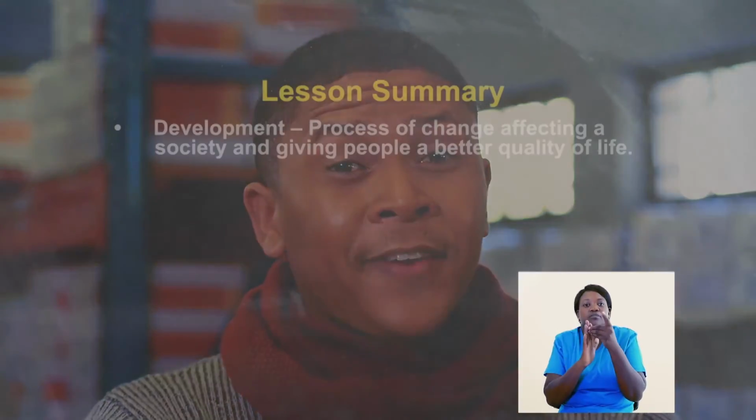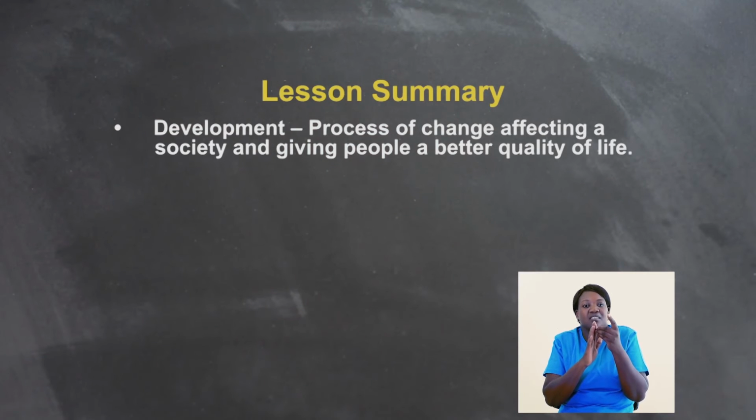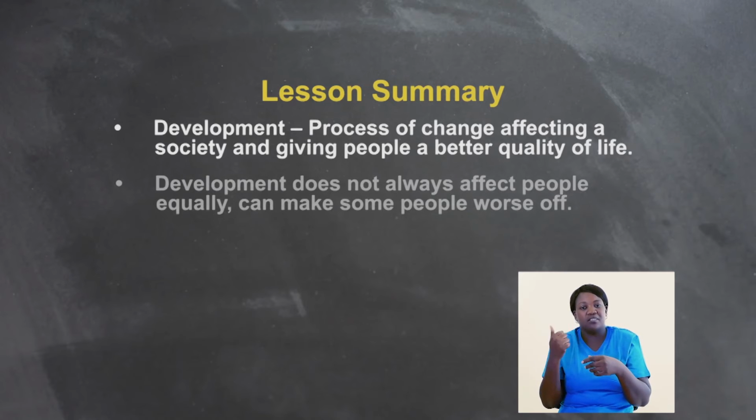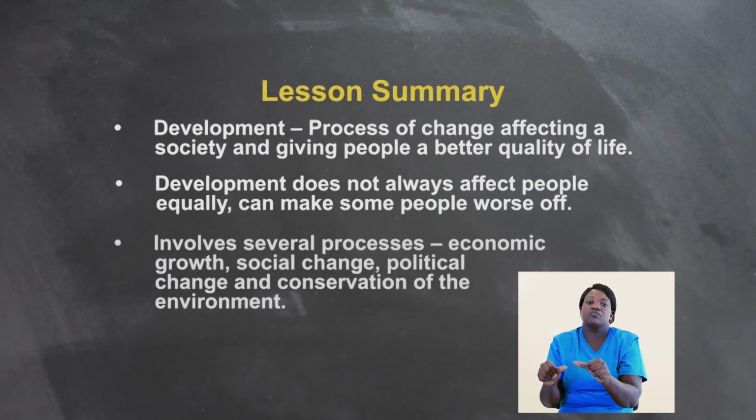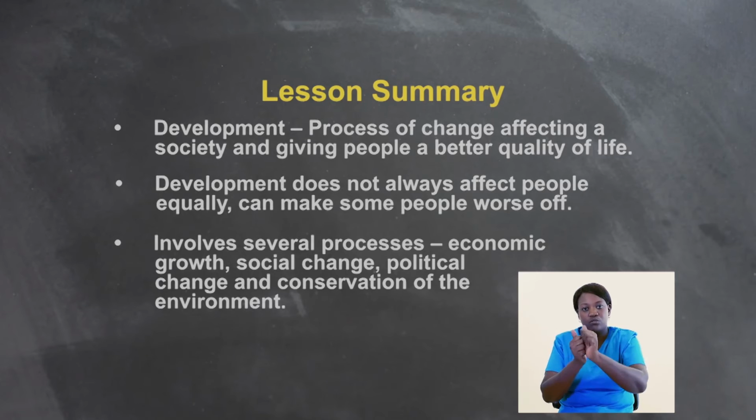Viewers, I hope you've enjoyed our lesson presentation on types of development. Before we say goodbye, we must highlight some more important points about development and different ways to measure development. Development is a process of change affecting a society and giving people a better quality of life. But development does not always affect people equally, and it can make some people worse off. Development involves several processes, which are economic growth, social change, political change, and conservation of the environment.